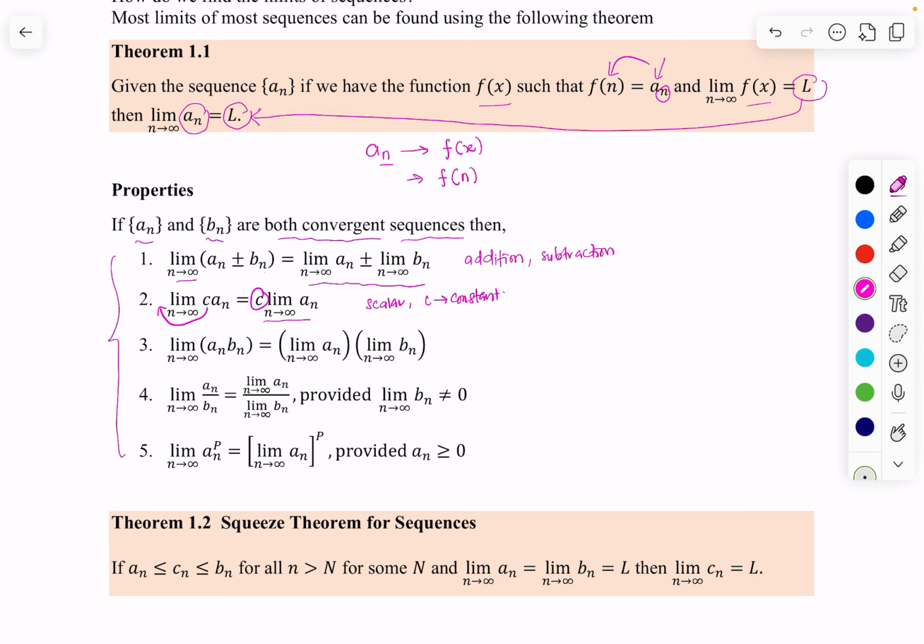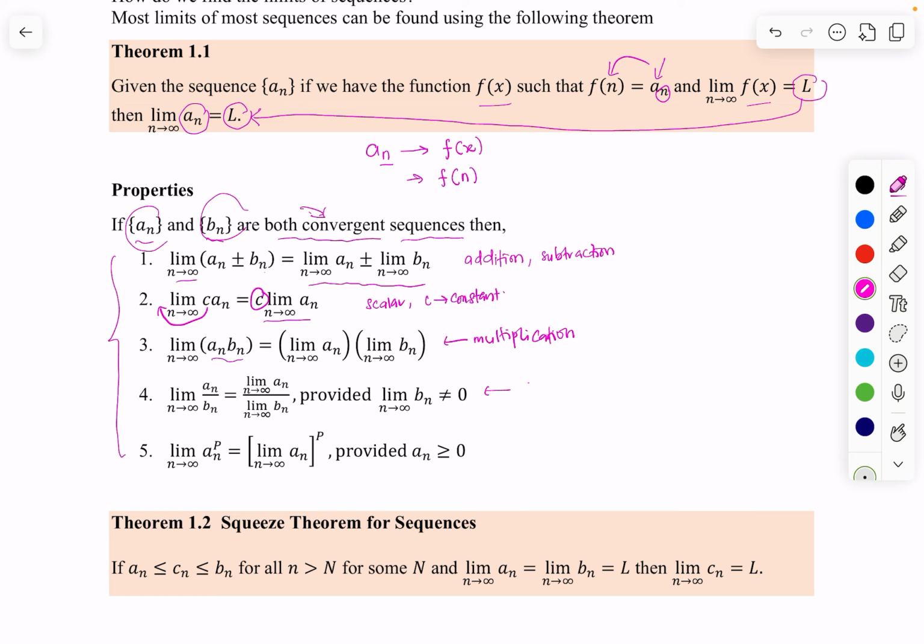Okay, the third one, this is involving multiplication between two sequences. Multiplication. But please note that this property applies when both of these sequences are convergent. So when you have the multiplication between the two sequences an and bn, you can also separate or write the limit in a separate form. So limit of an multiplied by limit of bn.